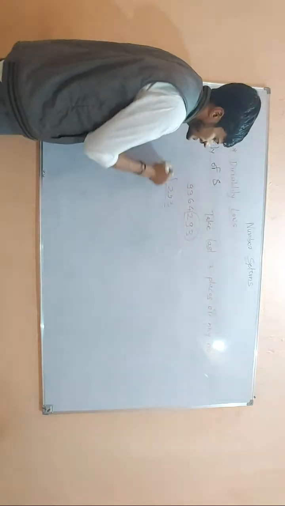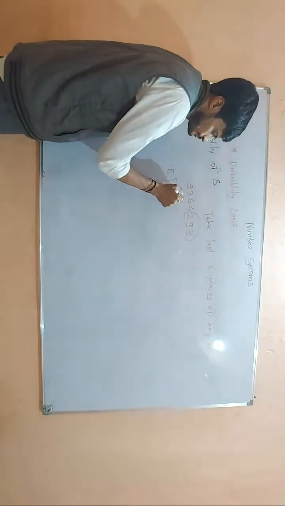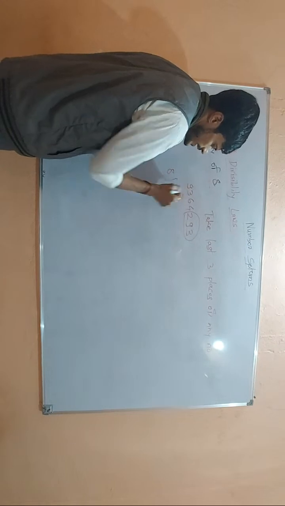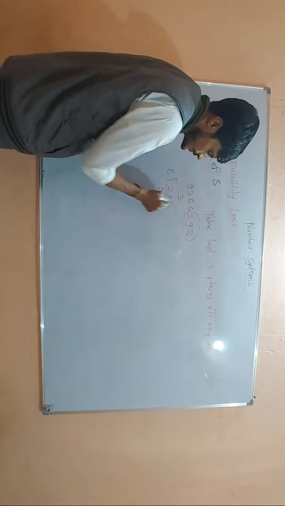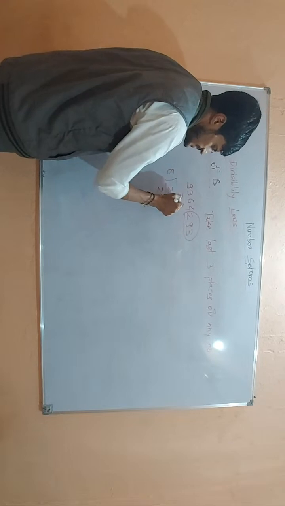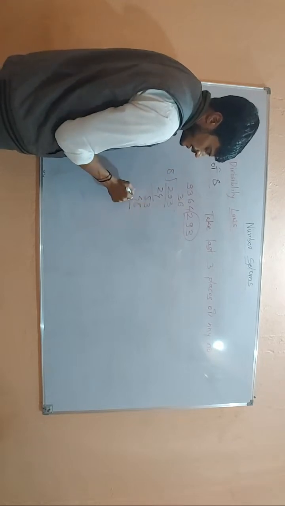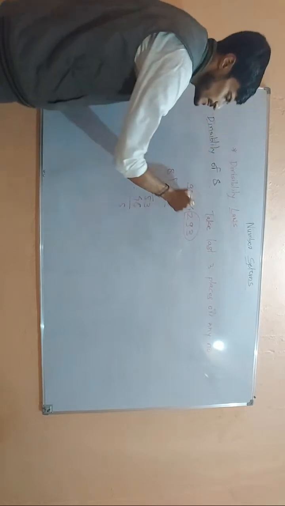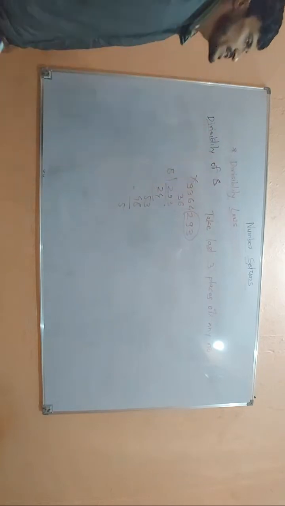So if you divide this number by 8, then 8 3s are 24, remaining will be 5. 3 will be taken, 8 6s are 48, remainder is 5. Hence this number is not divisible by 8.